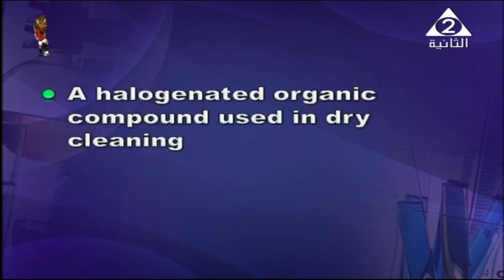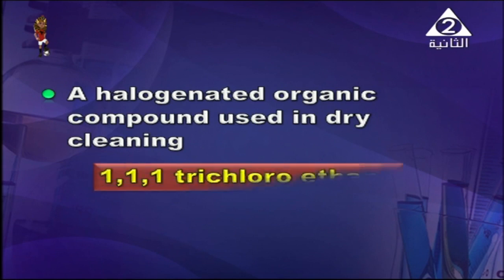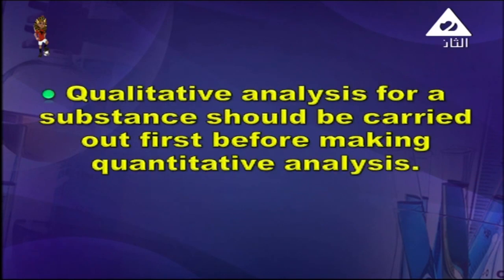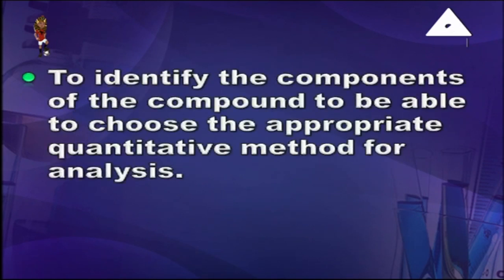Another one: a halogenated organic compound used in dry cleaning. Oh yeah, it's easy, 1,1,1-trichloroethane. Another one: give a reason. This question is important. Qualitative analysis for a substance should be carried out first before quantitative analysis. Qualitative first, then quantitative. Why? To identify the components of the compound so as to choose the apparatus of the quantitative methods for the analysis.